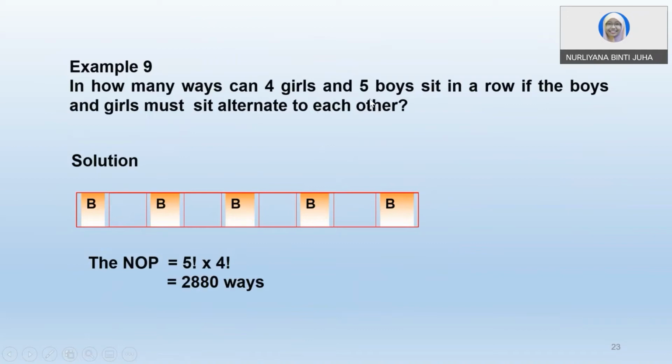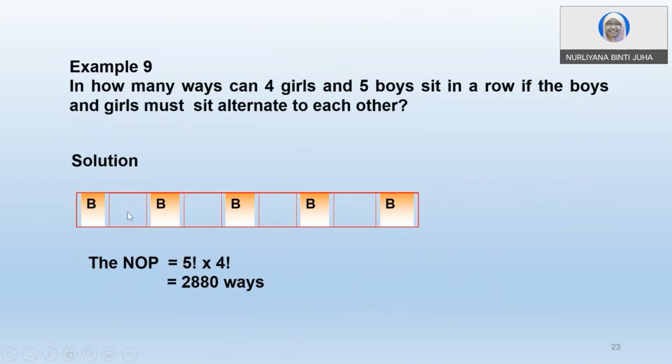5 boys, so you have 5 boys. 1, 2, 3, 4, 5. So in between, you will have 1, 2, 3, and 4. You have 4 spaces for the girls just now lah. So the number of permutation will be 5 factorial times 4 factorial. 5 factorial is come from the boys, the 5 boys just now. And 4 factorial come from the 4 girls.